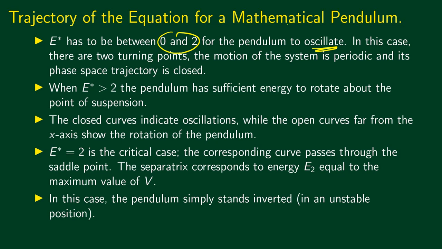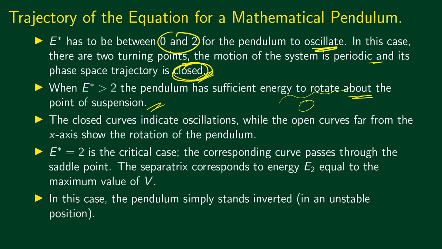Then the pendulum is oscillating and you get ellipses in the phase space. In this case, there are two turning points. The motion of the system is periodic and its phase space trajectory is closed. When E star is greater than 2, the pendulum has sufficient energy to rotate about the point of suspension. The closed curves indicate oscillations, while the open curves far from the x-axis show the rotation of the pendulum.